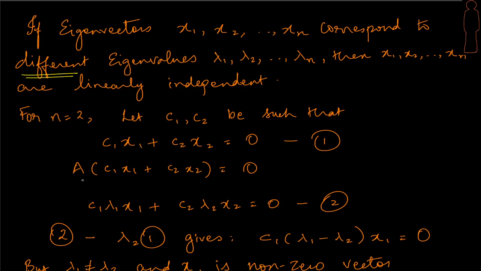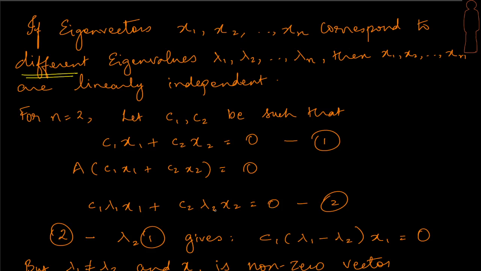Let me now pre-multiply this on both sides by A. If I multiply here, I know the right side will remain 0, there is no problem. Now look at c1 times Ax1 and c2 times Ax2. They are eigenvectors. Therefore Ax1 becomes lambda 1 x1, and Ax2 becomes lambda 2 x2. Therefore this equation changes to this equation: multiplication by A gives me equation 2, and what I have now is c1 lambda 1 x1 plus c2 lambda 2 x2 equal to 0.